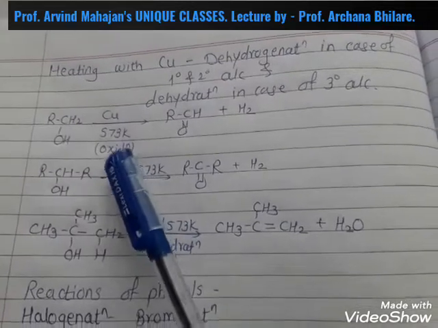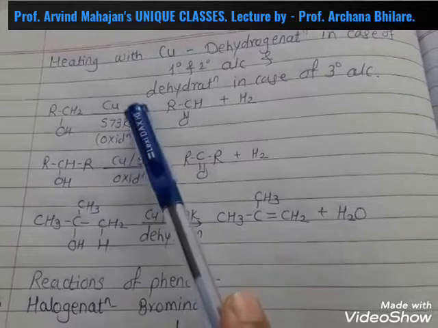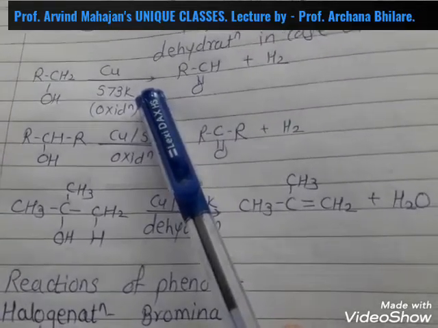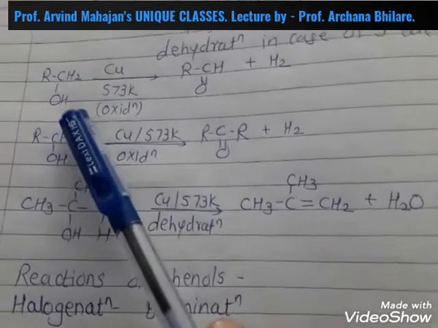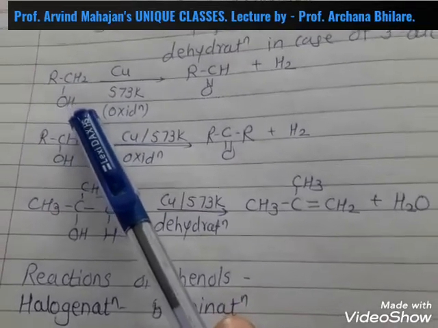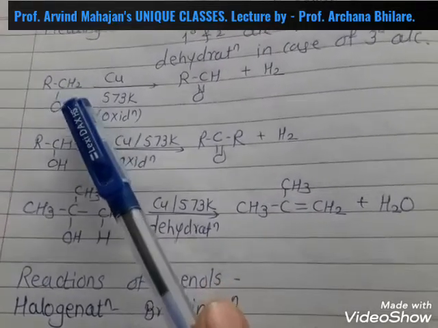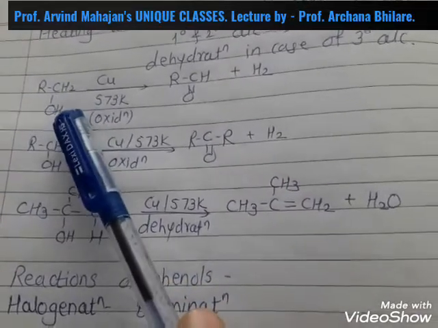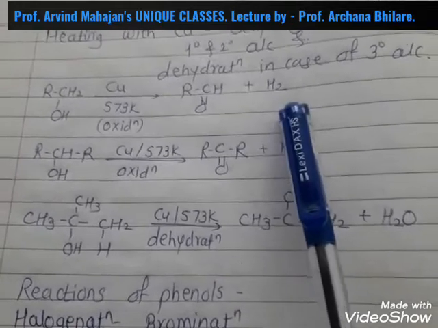Very simple reaction. If it is RCH2OH, primary alcohol, and heated with copper at 573 Kelvin, then it undergoes dehydrogenation. Hydrogen is removed. From where? From the functional group. So H of the functional group and H of the carbon, the carbon to which this OH group is attached. So we get RCH double bond O plus H2.